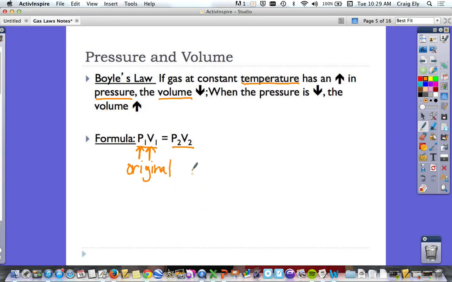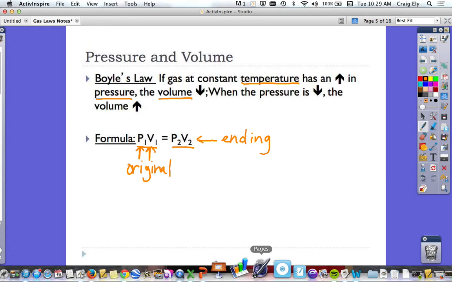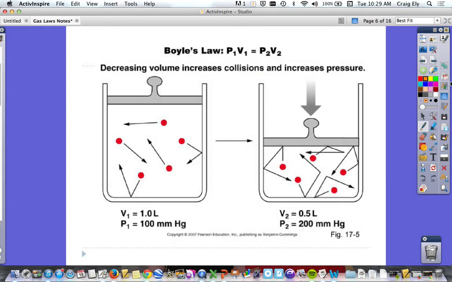All right, and then P2, V2 are our ending pressure and volume. Okay, so that's our formula. All right, so let's look at this.